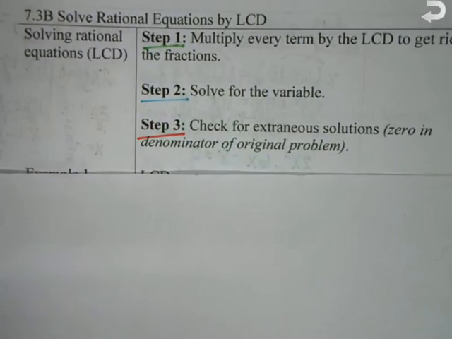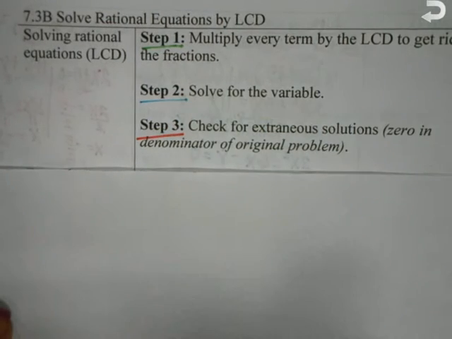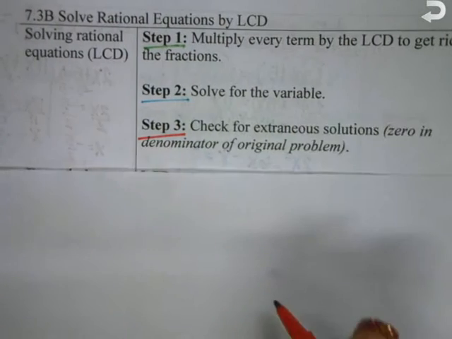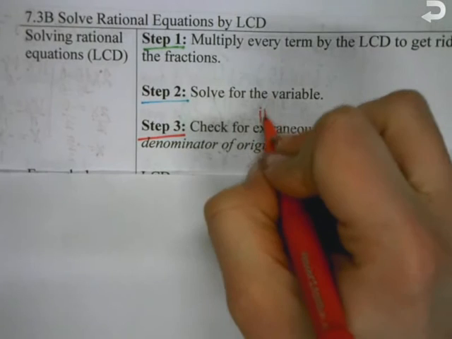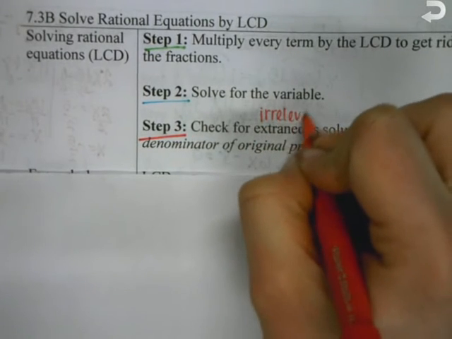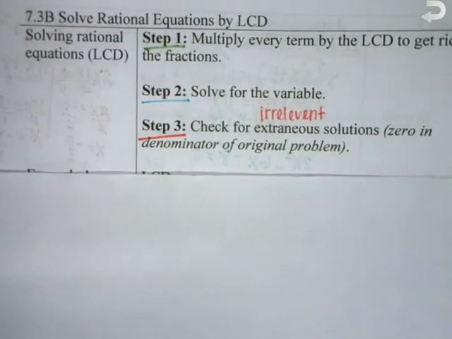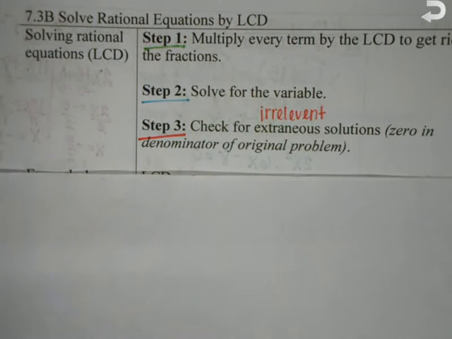And in 6th period yesterday, we actually looked up the word extraneous. It means irrelevant. That's the official definition. So extraneous, when we're looking at it, we're looking at those answers that we get that are irrelevant because we can't equal them anyway.